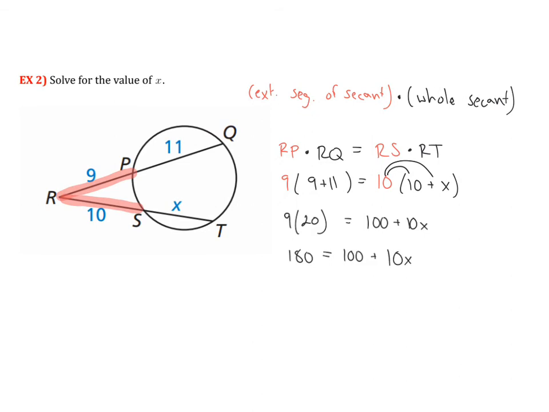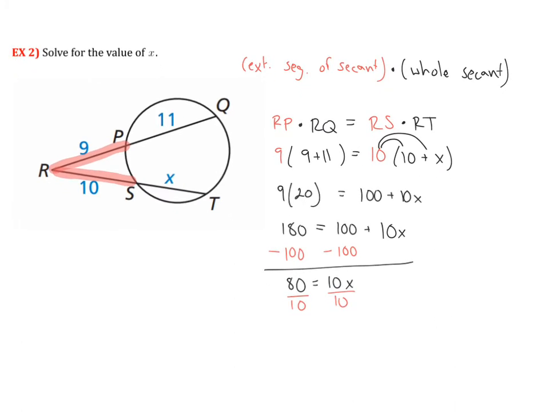All right, from here on out, it is all algebra. Let's go ahead and subtract 100 on both sides of the equation. And we get 80 is equal to 10X. Last but not least, divide by 10 on both sides of the equation. And we get that 8 is equal to X. And there we have it.